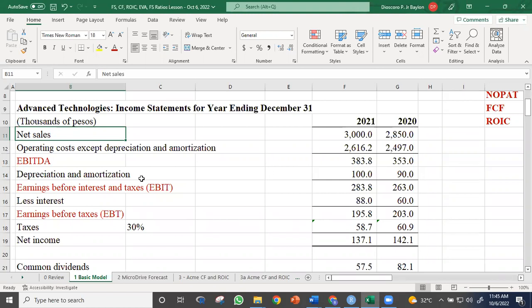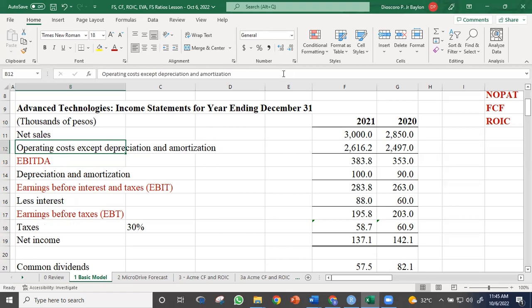Then we subtract from it operating costs except depreciation and amortization. Take note of this. Operating costs. So you're not yet going to deduct interest and taxes, because interest and taxes are considered financing costs. So it's specified here that we're going to subtract all the operating costs, so it will not include interest and taxes. However, it will also not include depreciation and amortization.